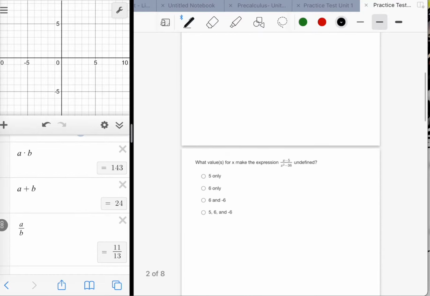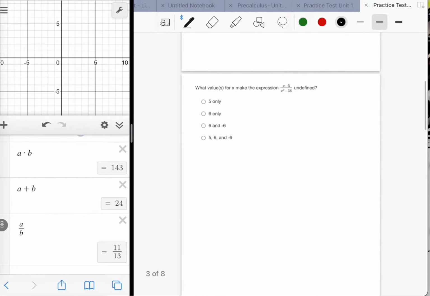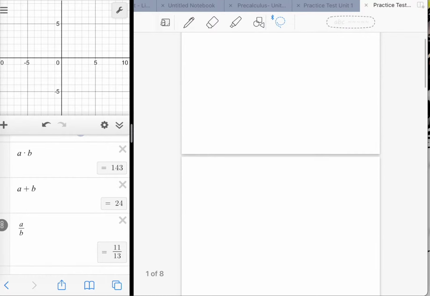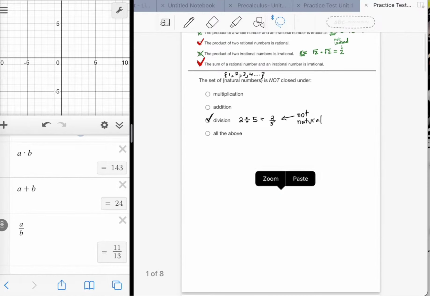Okay. All right. So, for what values will the expression be undefined? Let me just, again, I'm just moving this up because I got the room, might as well, right?